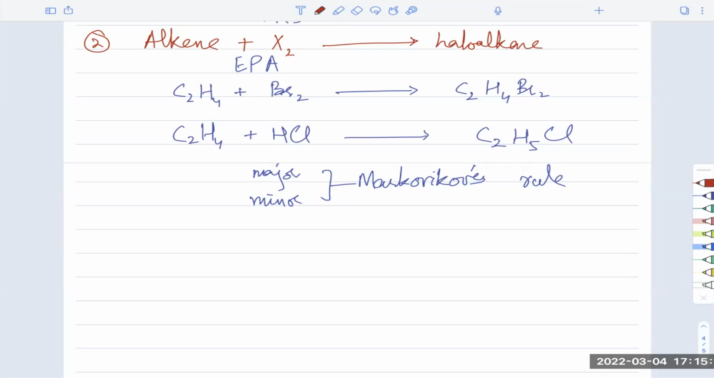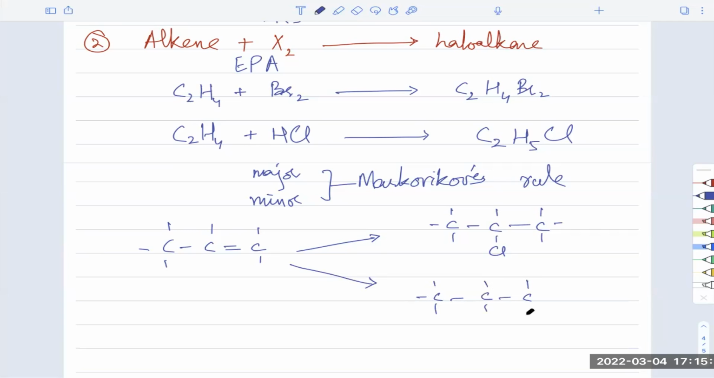But yeah, what if I had, for example, propene, then I am going to get major and minor product. So this will create, in presence of, let's say, HCl, one option is I will get Cl here and I will get H here. And the other option is that I will get Cl on the last carbon. Okay. Now, which is the minor product, which is the major product? It depends on Markovnikov's rule.